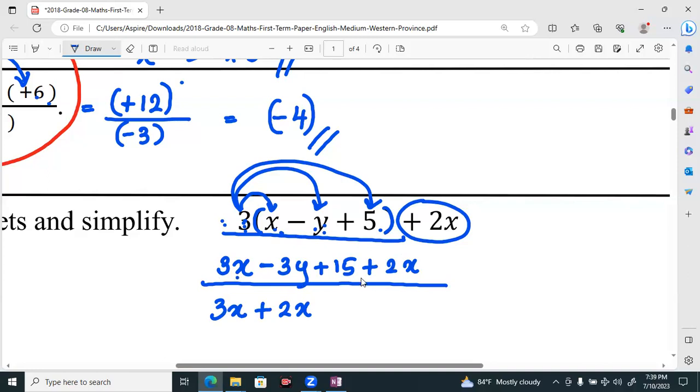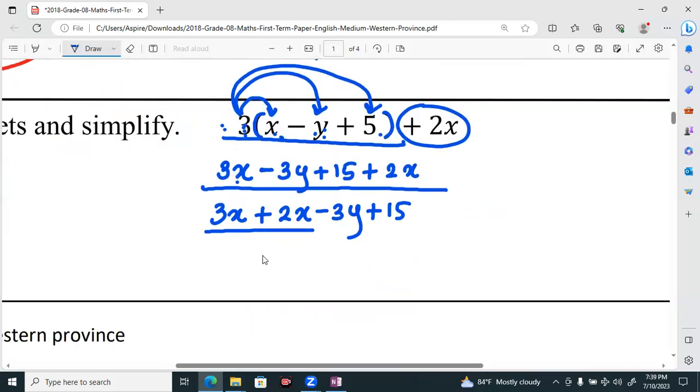If it is negative, minus 1, that means the sign is minus before 2x, you have to write minus here. Now here minus 3y, then write it later. Here plus 15. Now 3x add 2x, because like terms can be simplified. So 3x add 2x is 5x, subtract 3y, add 15.